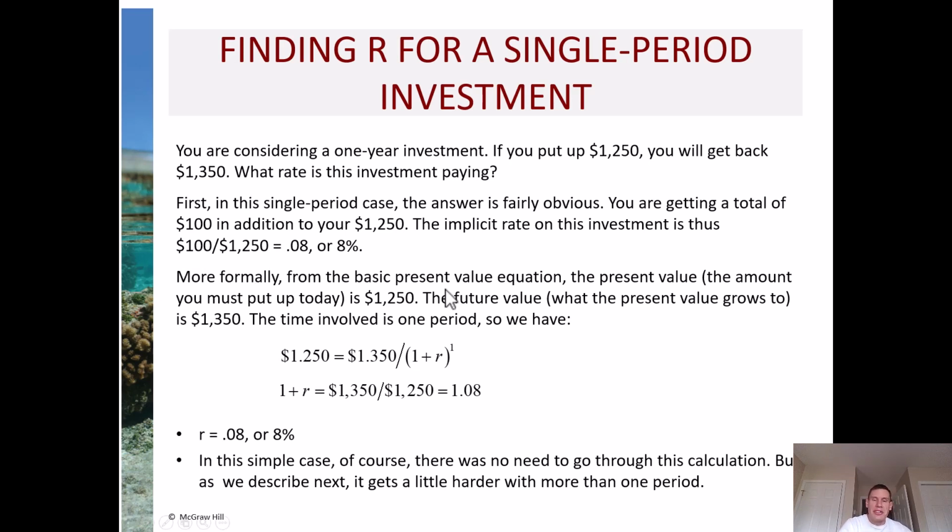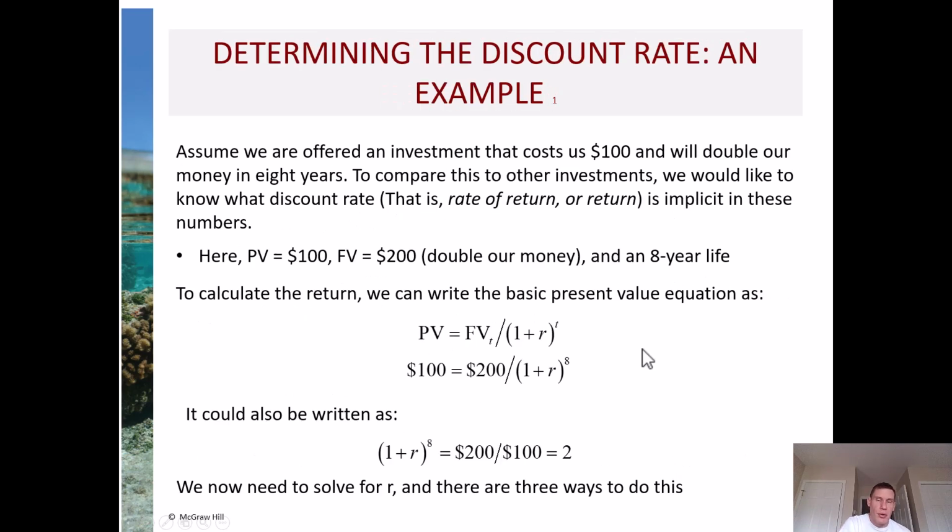More formally, from the basic present value equation, the present value, i.e. the amount you have to put up today, is $1,250, and the future value is $1,350. The time involved is 1 period. So we have 1,250 equals 1,350 over (1 + r)^1, because it's 1 time period. Plug in your numbers, and it spits out 1.08. In this simple case, you didn't really need to go through all that. It just gets a little more complicated when you're dealing with more than 1 time period, which you almost always are.